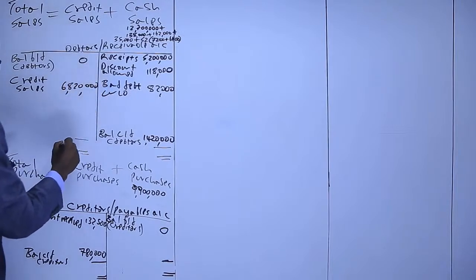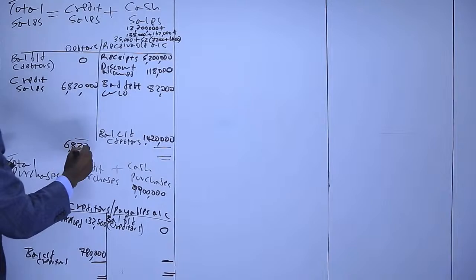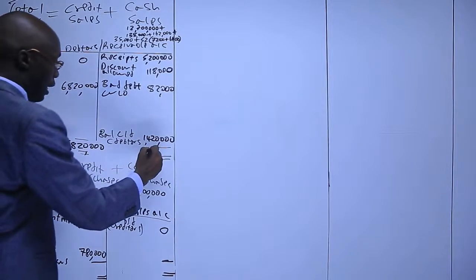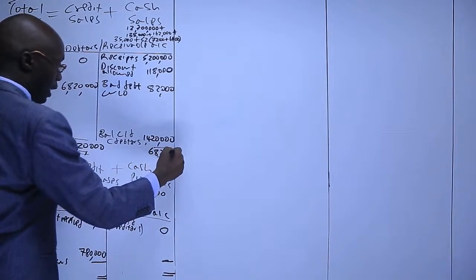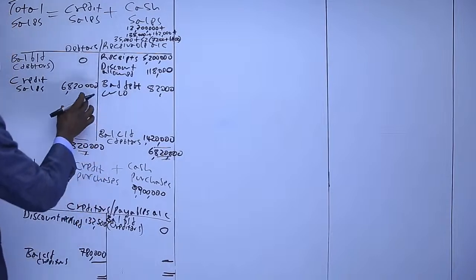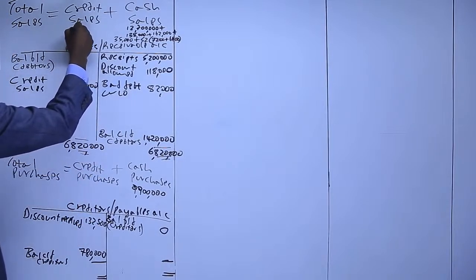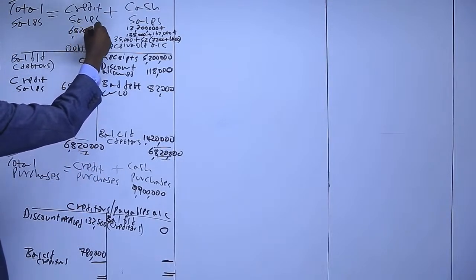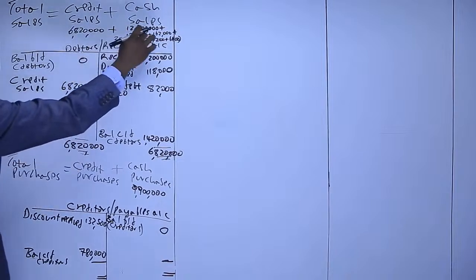And this one, 6,820,000, should be the totals, because we now have written the balancing figure. So then this one we transfer here, 6,820,000, which we should be able to add now the cash.